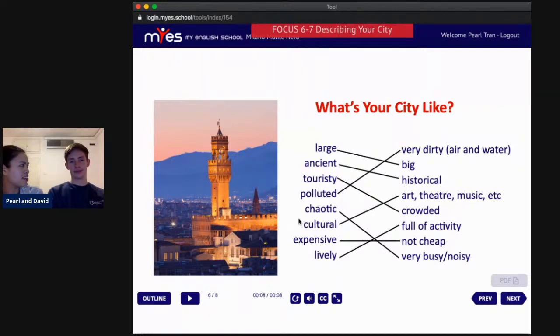Perfect. Can chaotic be positive? Depends how organized you want your life to be. Yeah, exactly. I guess it depends. If you like chaos. Chaos is the noun. Chaotic is the adjective. Good.